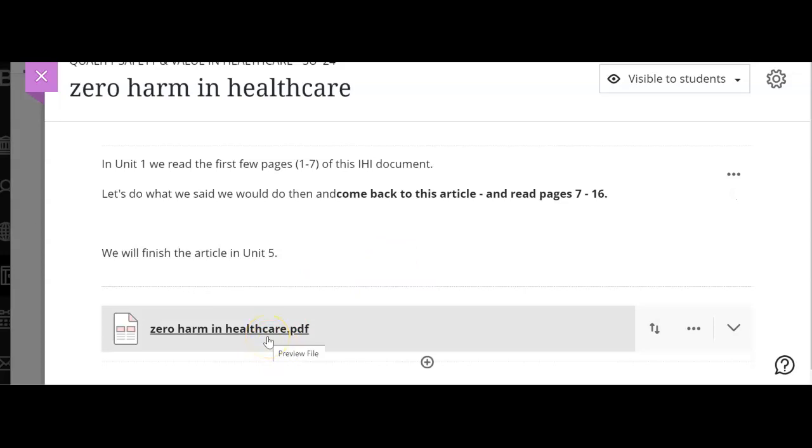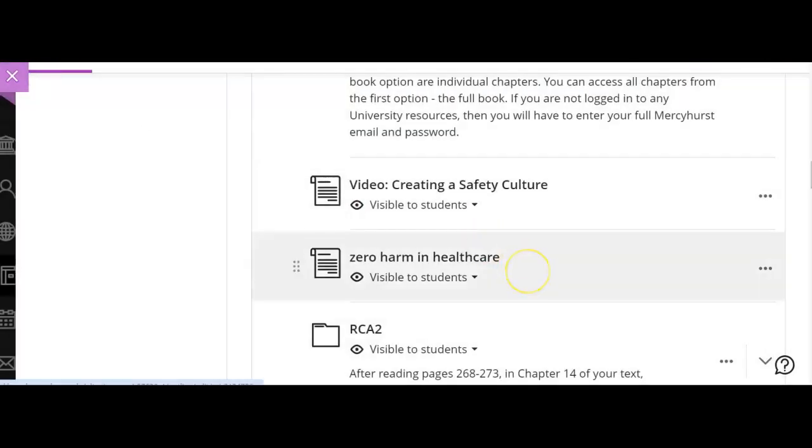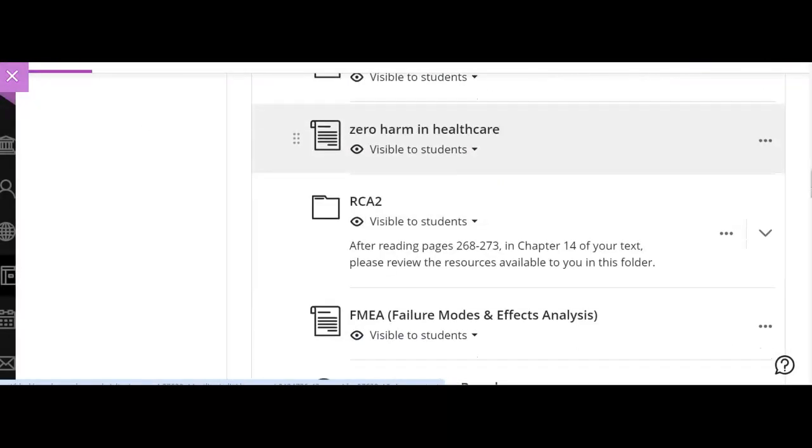and we had started this in the previous unit, last week's unit, I believe, and we're going to come back to it now and read pages 7 to 16. So remember, it's a 20-some page document, but in learning unit number 1, I apologize, we read the first few pages, and now we are doing what we said and coming back and reading additional pages on zero harm in healthcare.